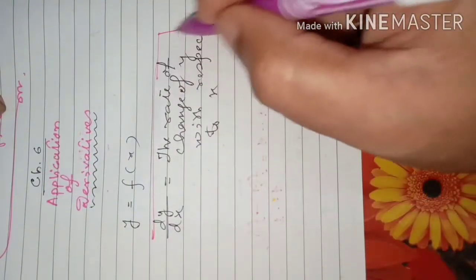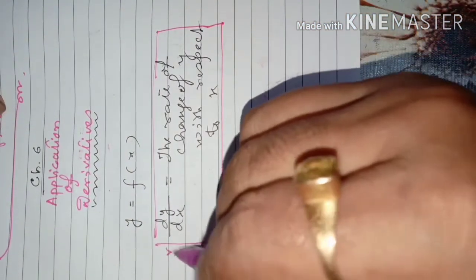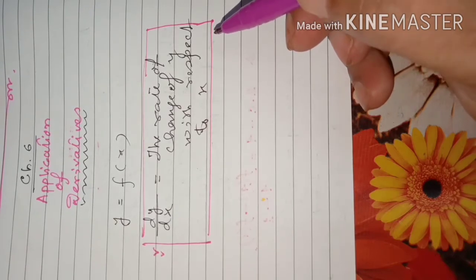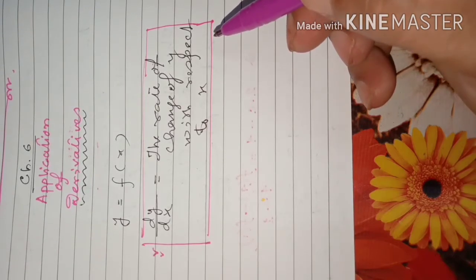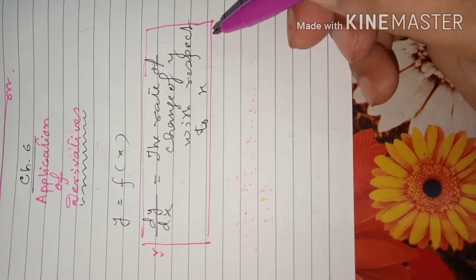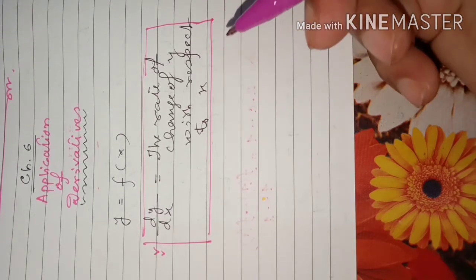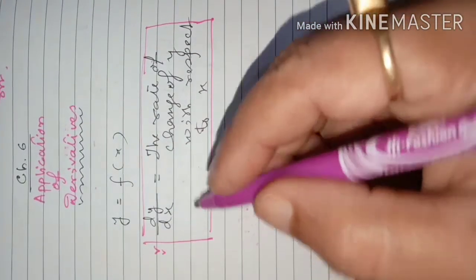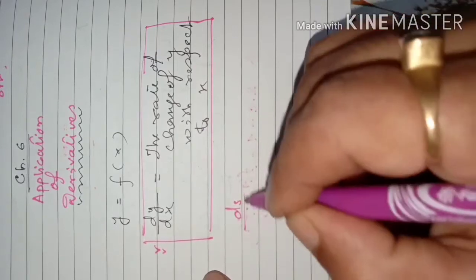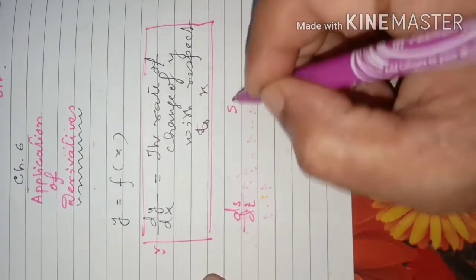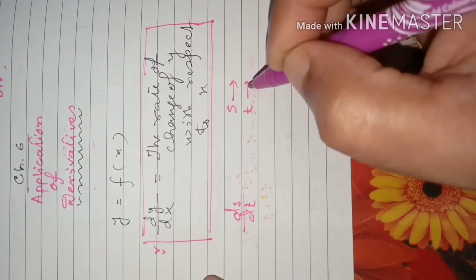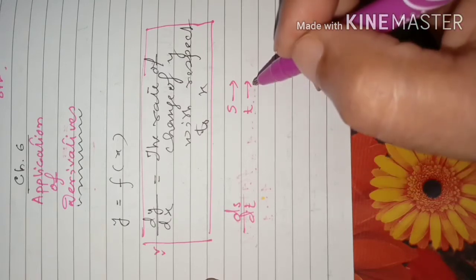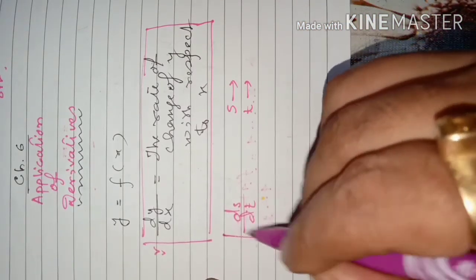So this concept can be used in all the parts of our engineering, science, social science, and many other fields. Like in science, suppose you are writing ds by dt, where s is the distance traveled by a moving object, and t is the time taken by the moving object. Then this ds by dt represents what?